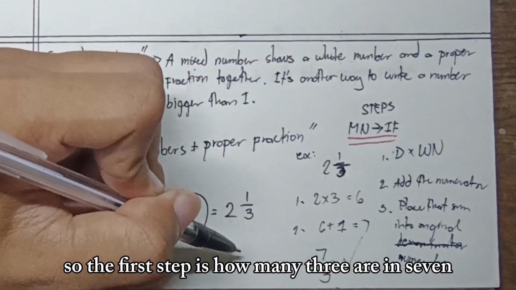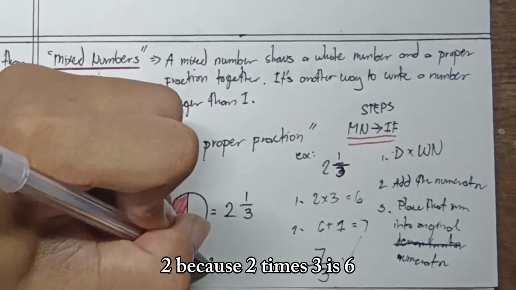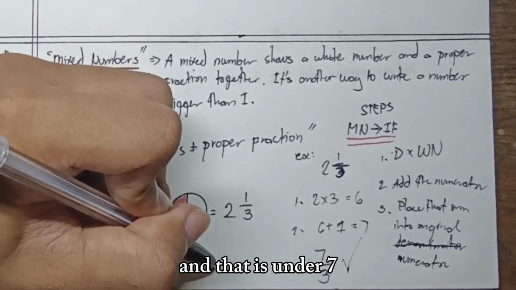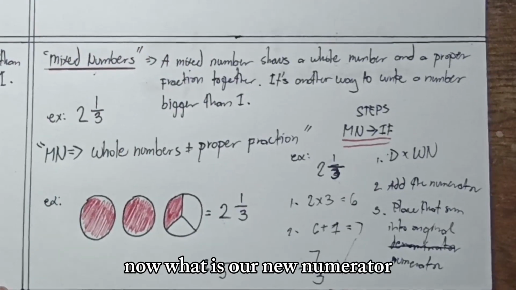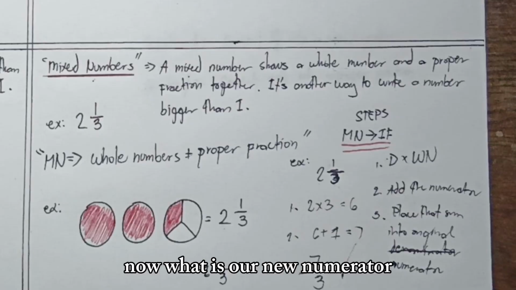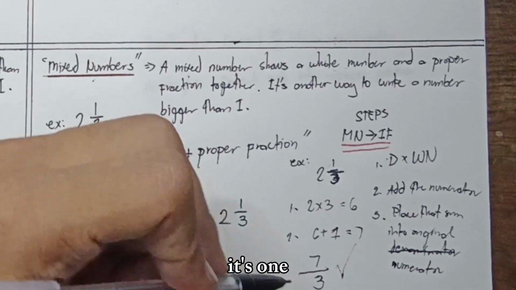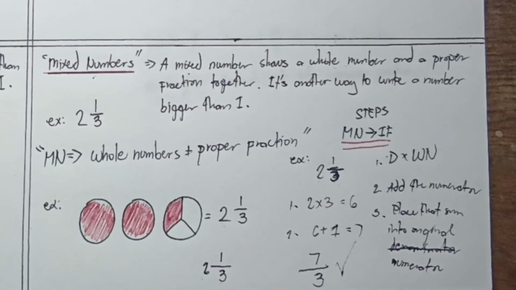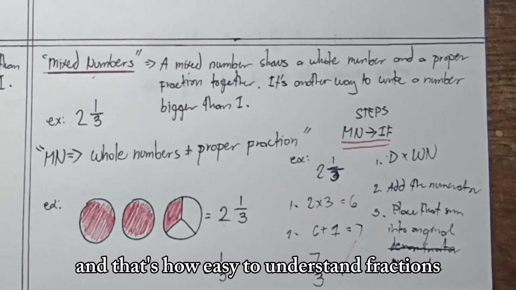The first step is, how many 3s are in 7? 2, because 2 times 3 is 6, and that is under 7. Now, copy the denominator. What is our new numerator? We multiply 3 by 2, which is 6, and subtract it from 7, and it's 1. So that's it. They are the same. So that's correct. That's how easy it is to understand fractions.